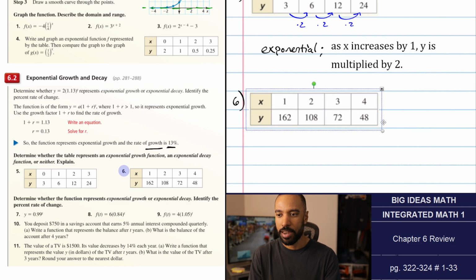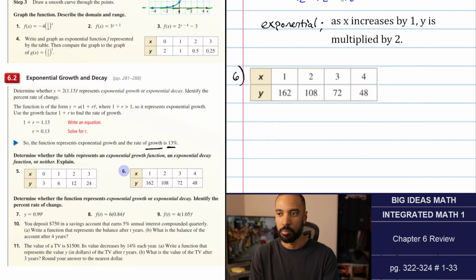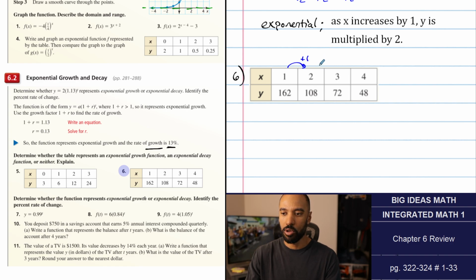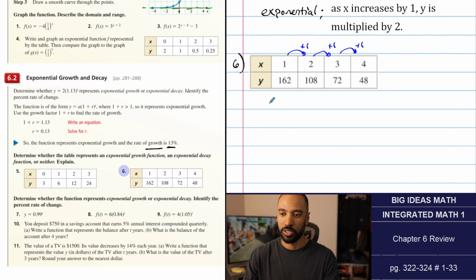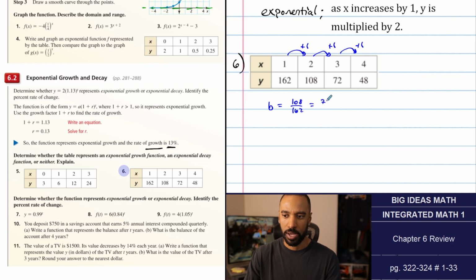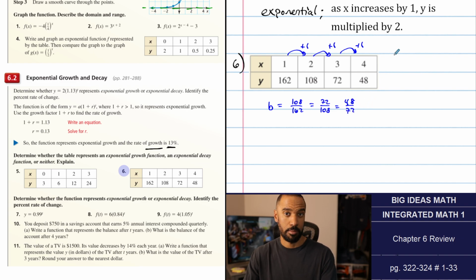Now, this one, if anything, would be decay, given that the numbers are shrinking. The positive numbers are shrinking. X is increasing by 1 once again. The question is, are we multiplying? And it is a multiplication question. Are we multiplying by something over and over from here to here? That's what I want to check on. I want to check on this b value, basically. What is 108 over 162? And we can check in either decimal form or fraction form. I'm good either way. 72 over 108 or 48 over 72. Are these all the same is the question.